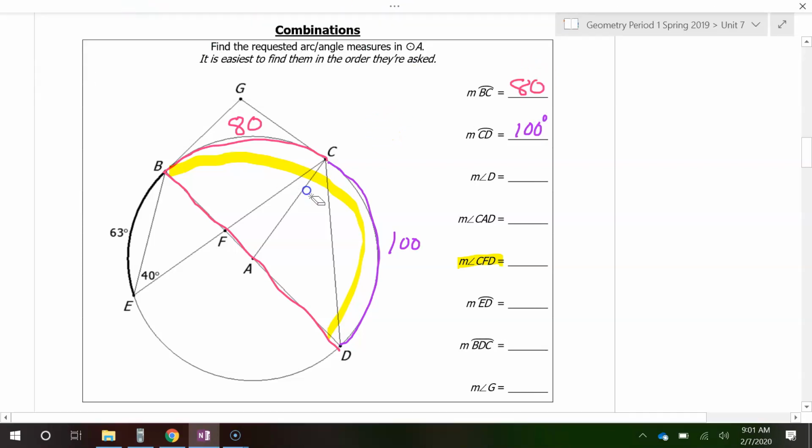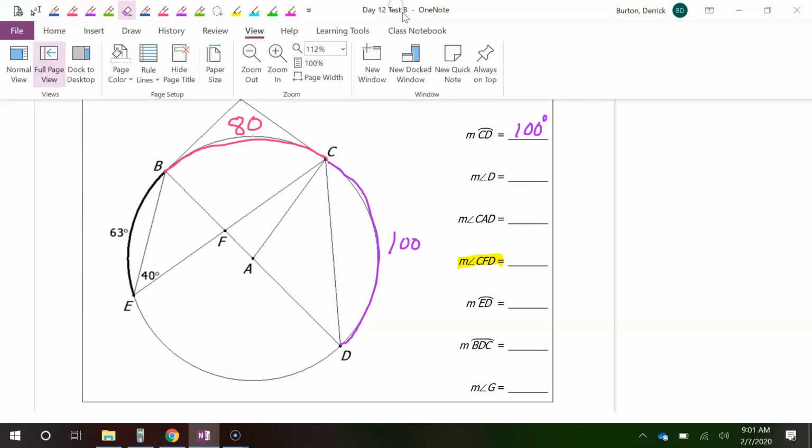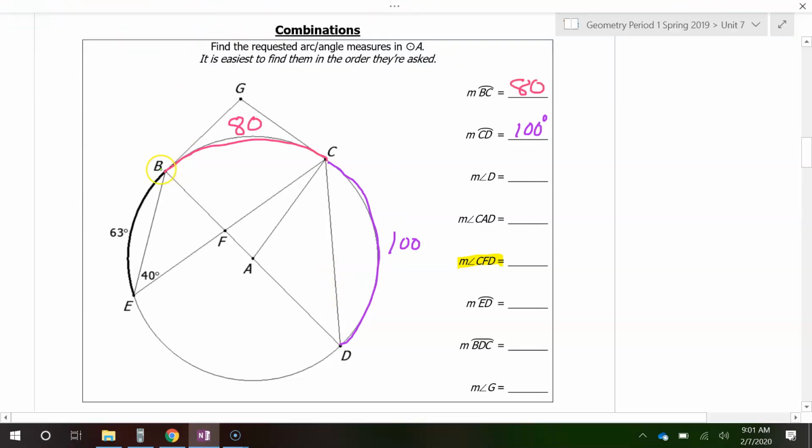All right, next, I'm supposed to find the measure of angle D. All right, well, angle D is the angle that goes with 80. It is on the circle. It should be half of the arc. So that tells me that angle D should be 40 degrees. Okay.